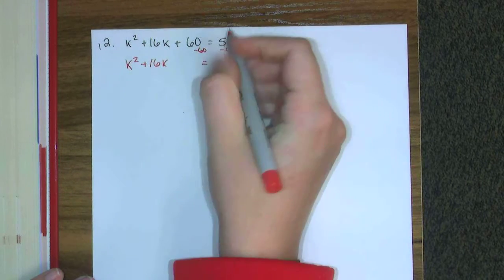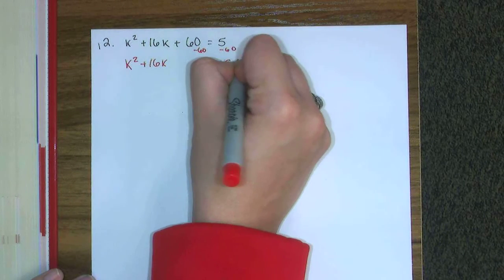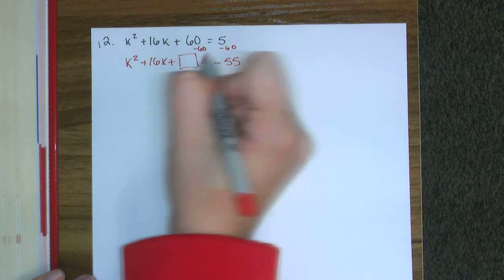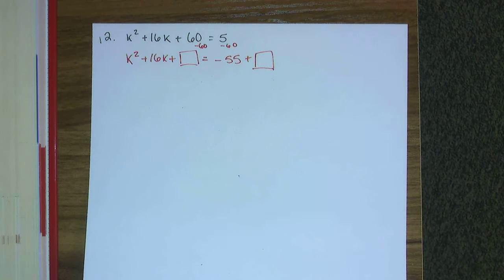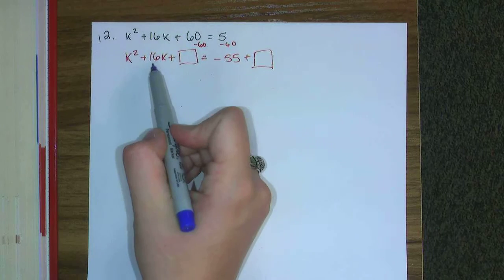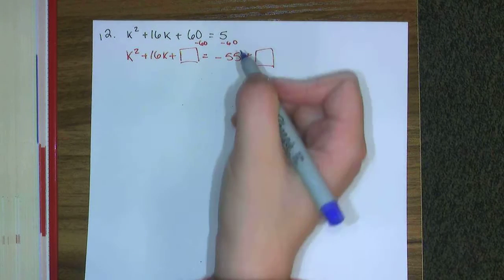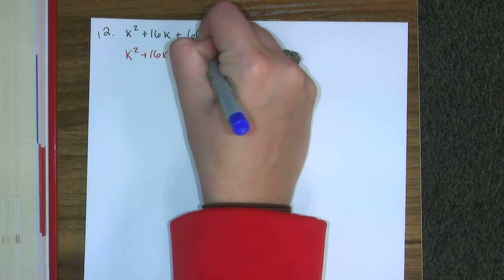Now, I add the boxes to both sides. Plus box, plus box. What goes in the box? Half of this, squared. Okay, so 16 over 2 squared. Sorry, that's kind of small, but you can hear me. 16 over 2 is 8. 8 squared.